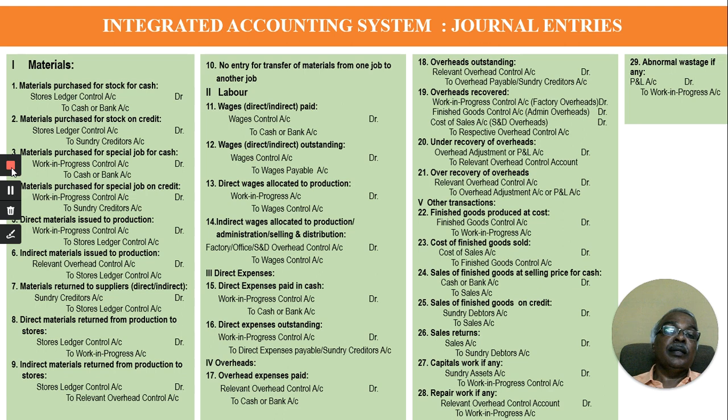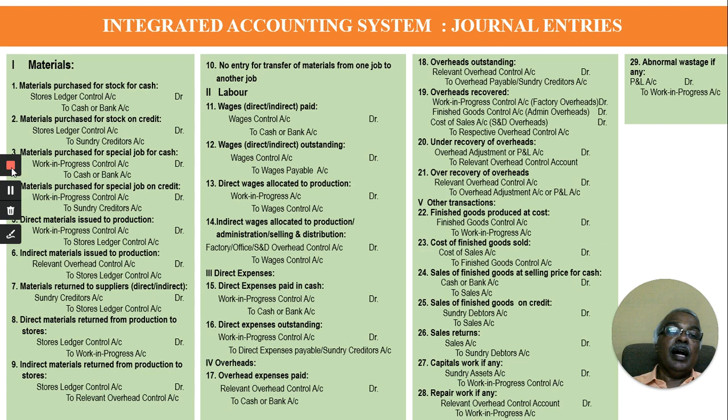When the overheads are recovered or absorbed, then relevant overhead control account credit, that is for each overhead a separate journal entry is to be passed. What is the journal entry when the overheads are recovered in the case of factory overhead? Work in progress control account should be debited. If it is the administration overhead, finished goods control account should be debited. If it is selling and distribution overhead, cost of sales account should be debited to respective overhead control account.